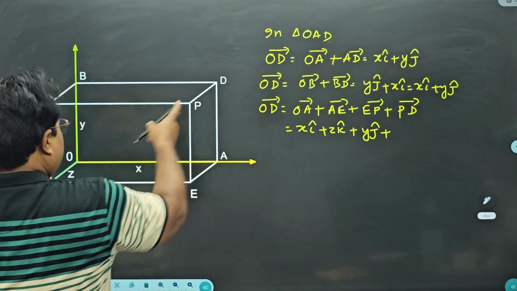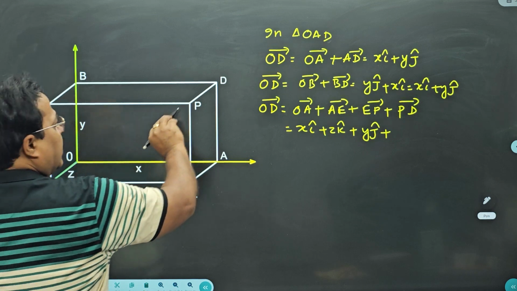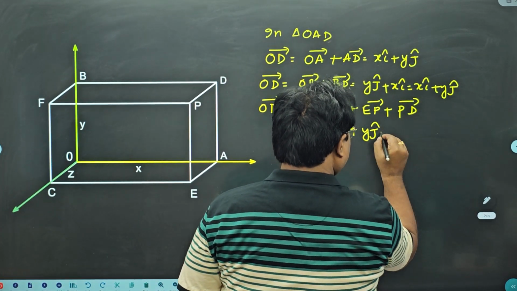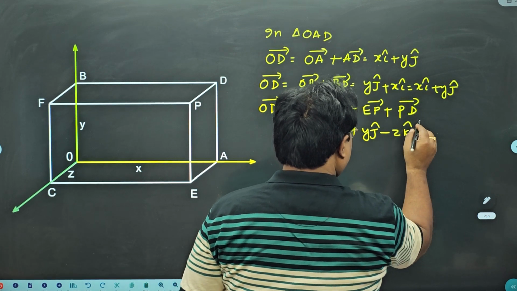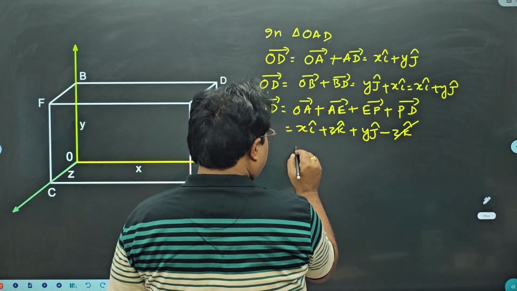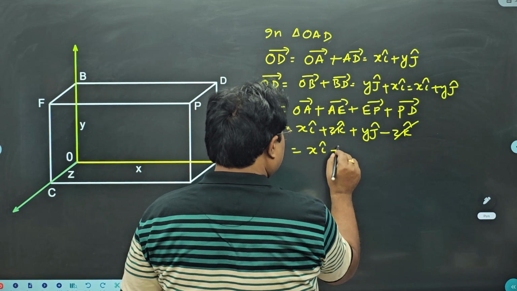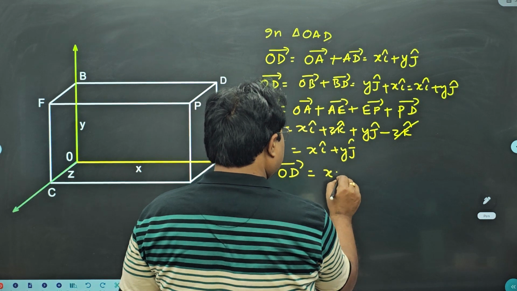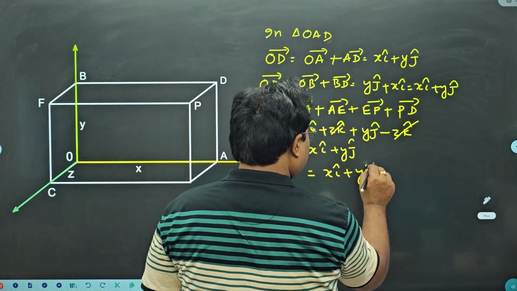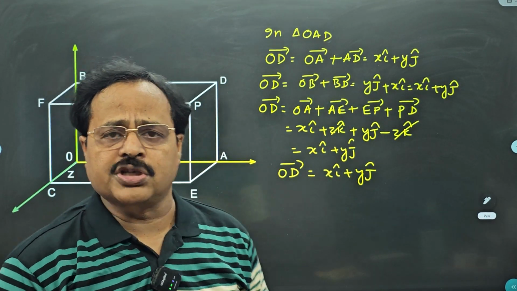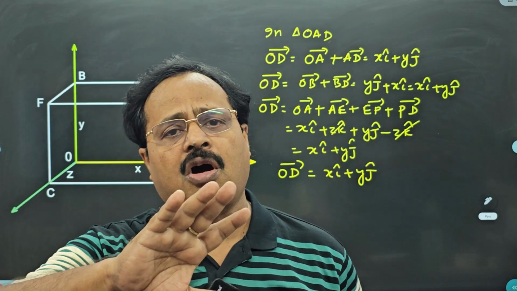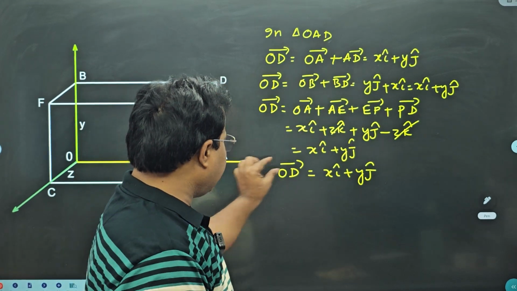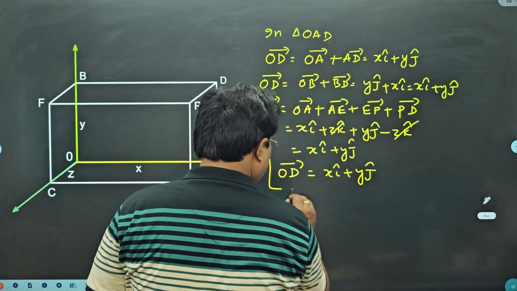What is PD vector? DP vector is equal to OC vector, zk cap. So PD vector is minus zk cap. This I had already explained. Now minus zk cap plus zk cap got cancelled. This becomes xi cap plus yj cap. What we have learned from this? My dear students, the learning point is that whatever be the path chosen, your vector value is not changing. This is how we write it vectorically, OD vector.